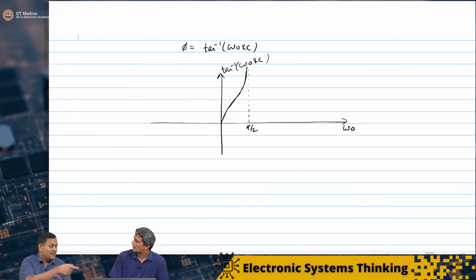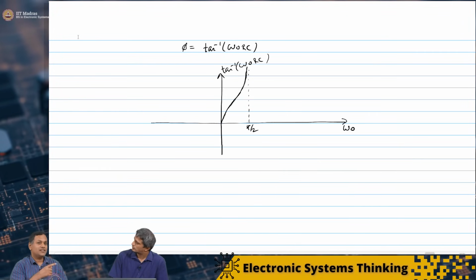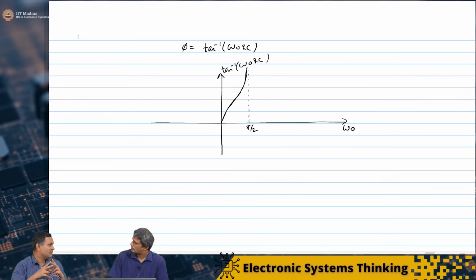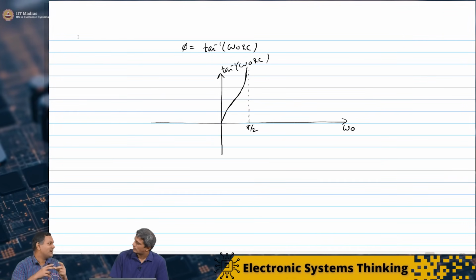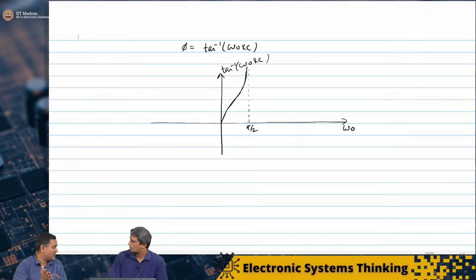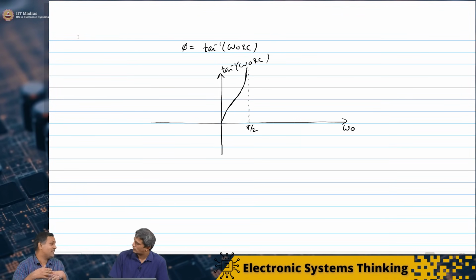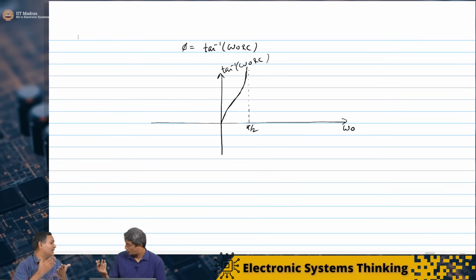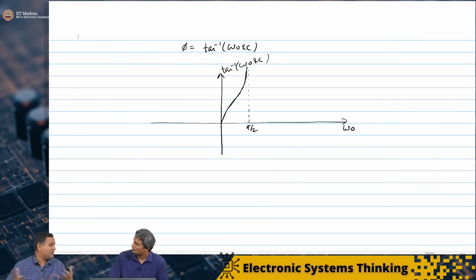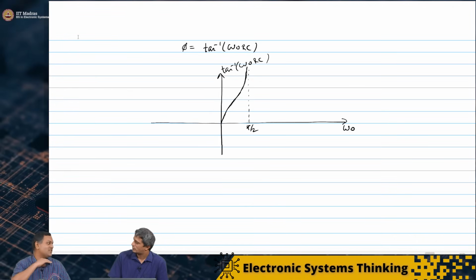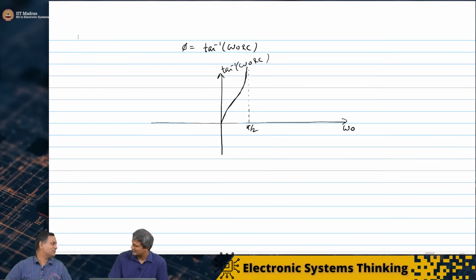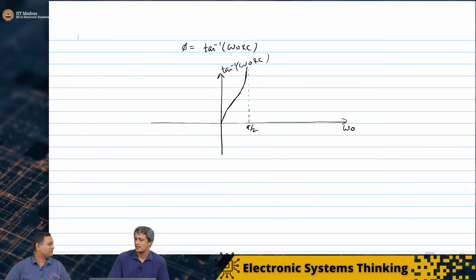In fact, this is showing that if you just use a single R and single C, it seems like you can never generate a phase shift larger than pi by 2. The amplitude keeps getting smaller and smaller, but the phase shift just saturates at pi by 2. Very interesting.